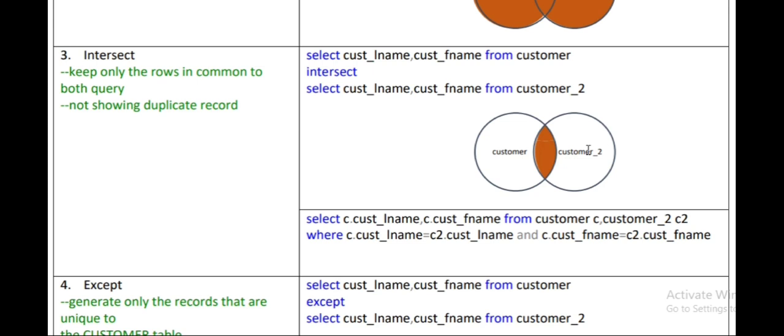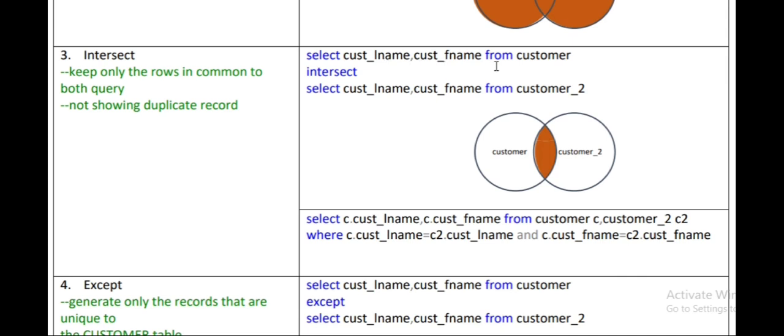Select C.customer_lname, C.customer_fname from customer C, customer2 C2 where C.customer_lname is equal to C2.customer_lname and C.customer_fname is equal to C2.customer_fname.